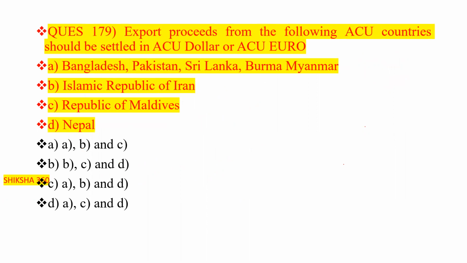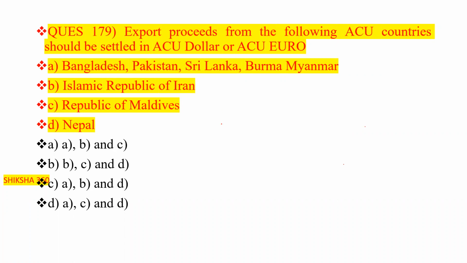Export proceeds from the following ACU countries should be settled in ACU dollar or ACU euro. First one is Bangladesh, Pakistan, Sri Lanka, Burma, and Myanmar. Second is the Islamic Republic of Iran. Third is the Republic of Maldives. Fourth is Nepal. So first question from my side to all of you: what is the full form of ACU?